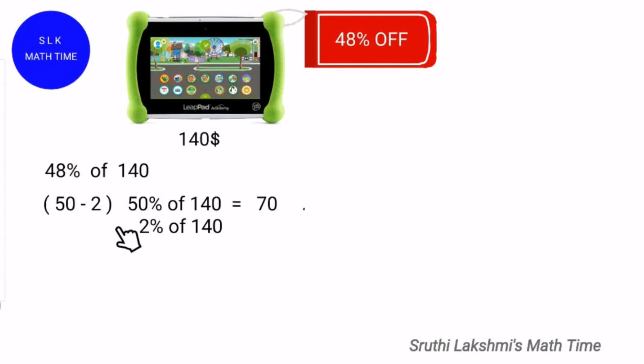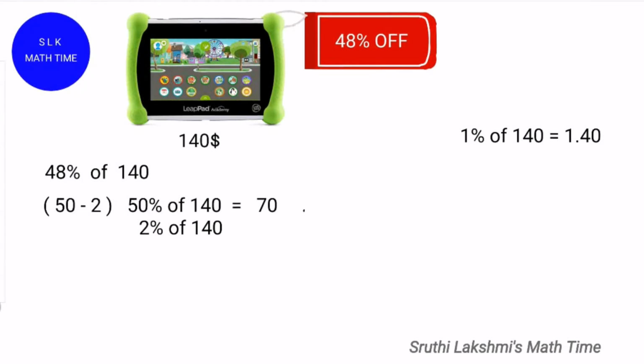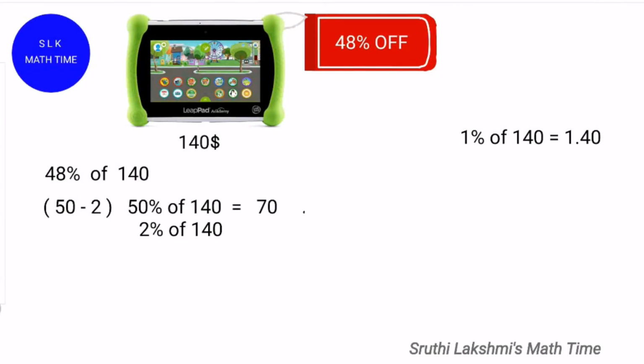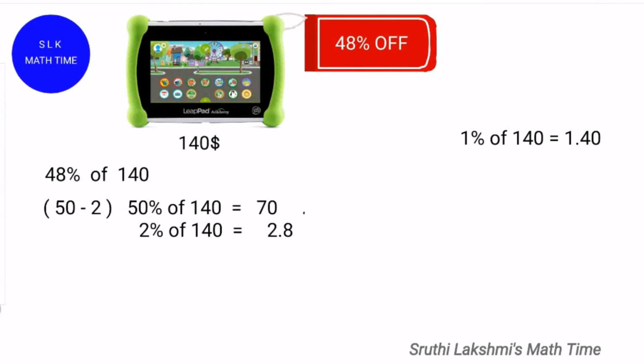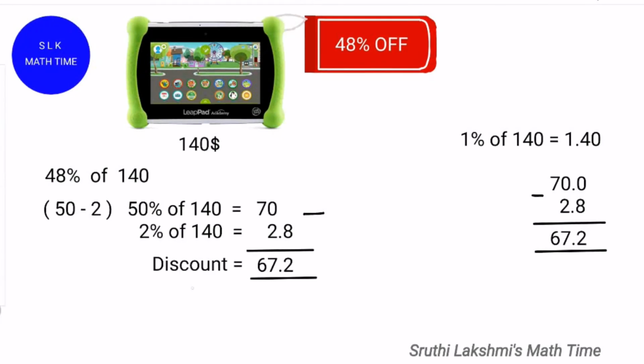Now next find 2% of 140. So find 1% of 140. To find 1%, place the decimal point 2 digits to the left. So 1% of 140 is 1.4. Since we need to know 2%, we do 1.4 plus 1.4, which gives 2.8. Next we subtract this. So when we subtract this, we get 67.2. So the discount price is 67.2.